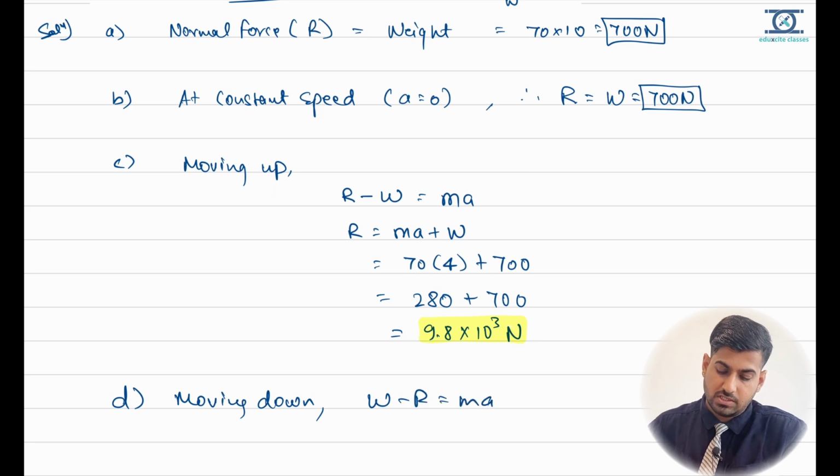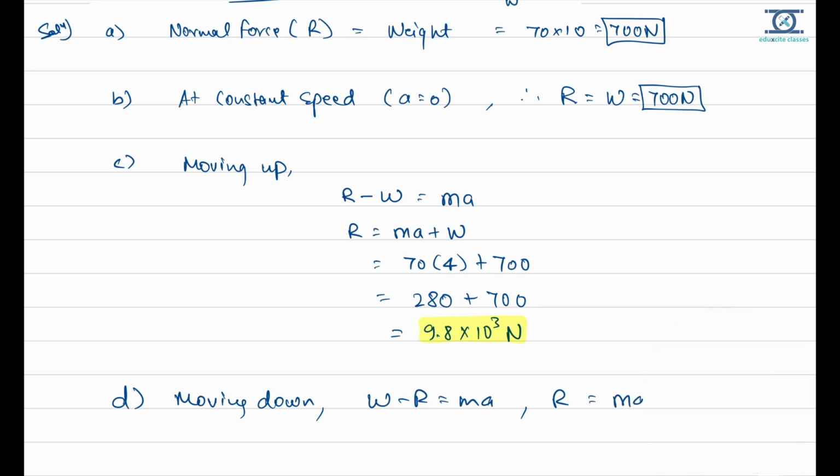So you can just put in the values. So this time R will be equal to W minus MA. So I have put 700 minus 280 this time. So you will do the calculation, you will get the answer as 4.2 into 10 raised to power 2 Newton. I have already done the calculations, okay. So this will be your answer for the D part.